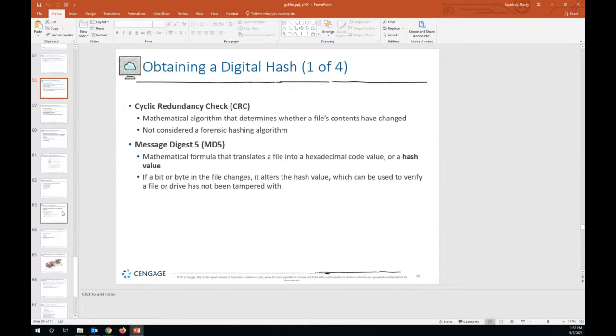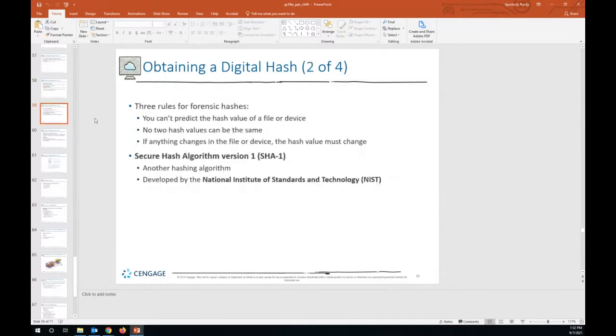The message digest file, the MD file, is a mathematical formula. It generates a hexadecimal code, or the hash value, that's based on the contents of a file, folder, or an entire drive. This is used to determine whether data has been changed. If a byte or a bit of the file changes, it's going to alter that hash value, and then it can be used to verify that a file or drive has not been tampered with. So if the hashes match, it's not been tampered with. If one of the hashes has changed, the data has been altered.